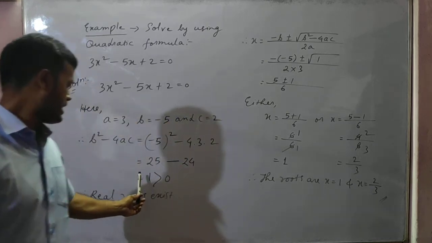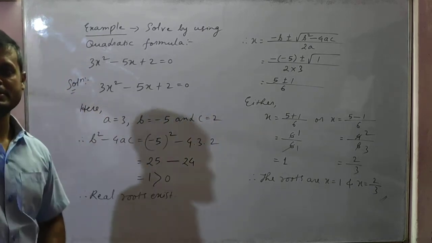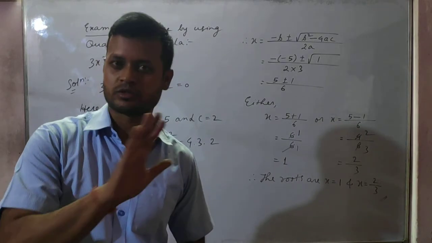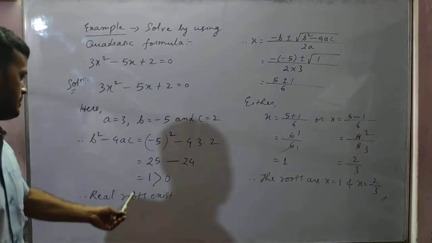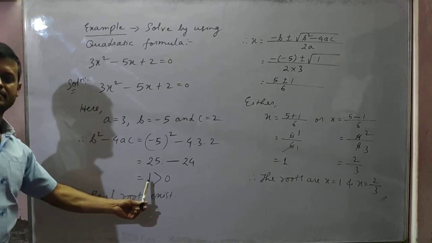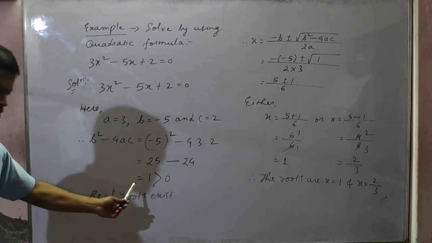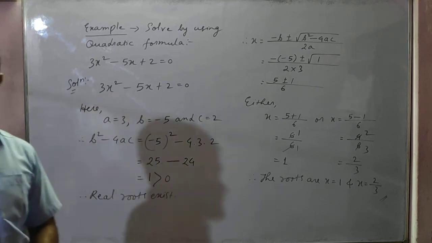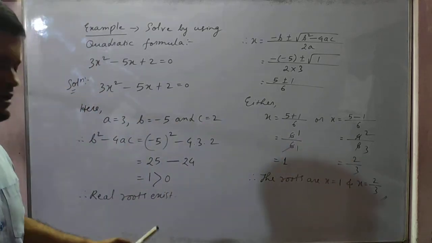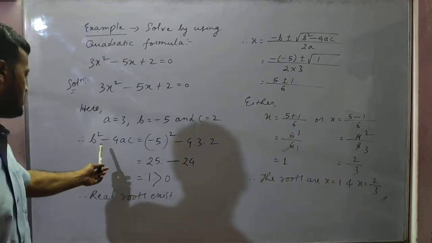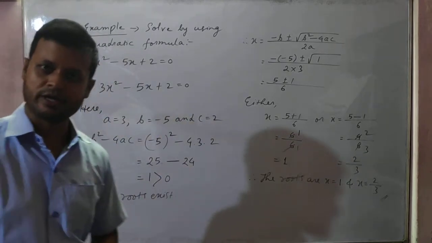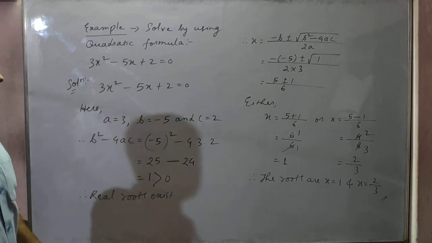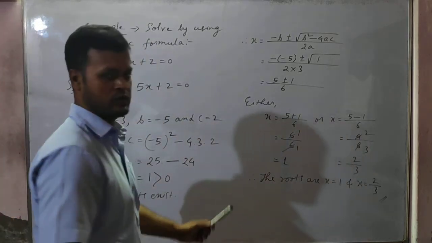If b square minus 4ac gives a negative number, then there will be no real roots, and you don't need to solve the sum. Understood? If we would get minus 1 or minus 2, it would be less than 0, and then there would be no real roots. But here, because it is 1, greater than 0, real roots exist. If real roots exist, then we have to solve this.